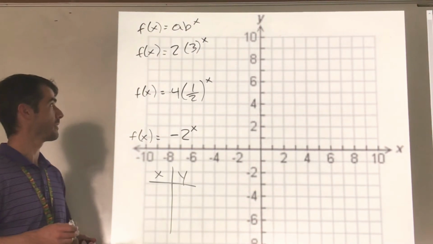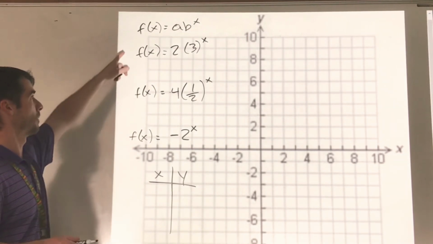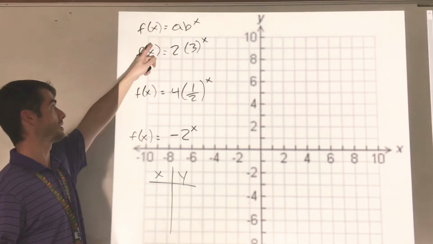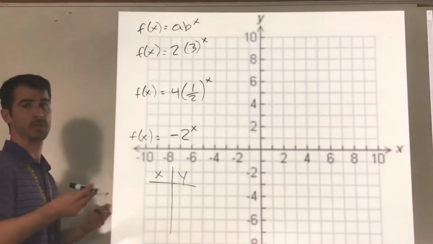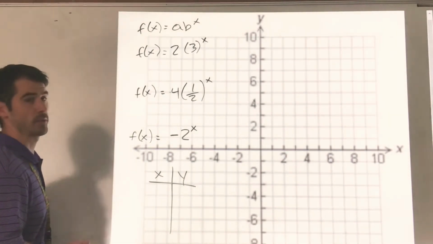So now we're going to graph some exponential functions. All right, I got 3 of them written down here. Remember, our standard setup is A is our y-intercept, B is our growth or decay, and X would be our time, or in this case, our X value. Okay, so our very first one, what's our y-intercept?